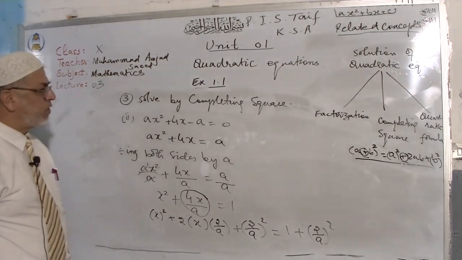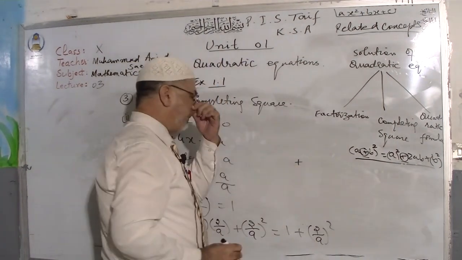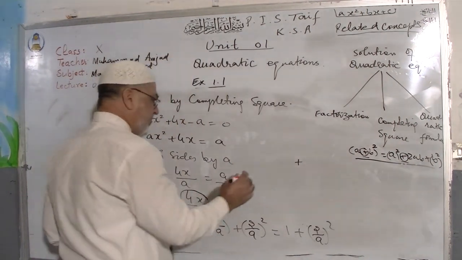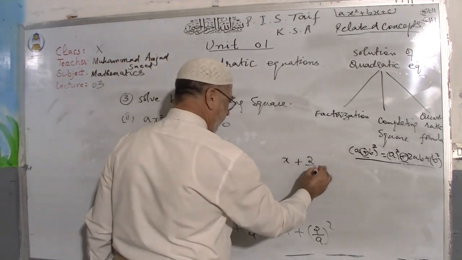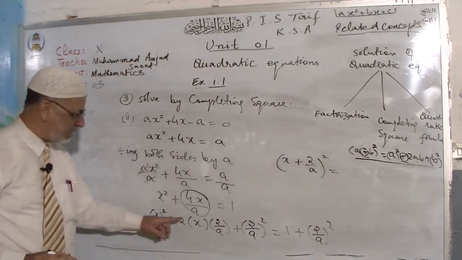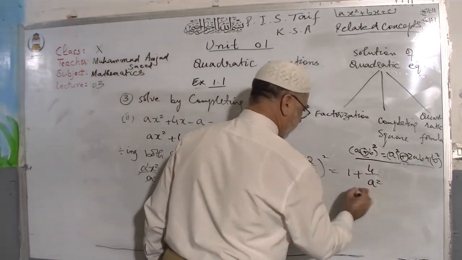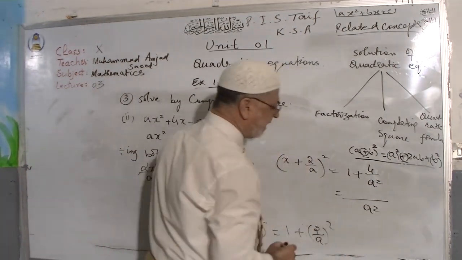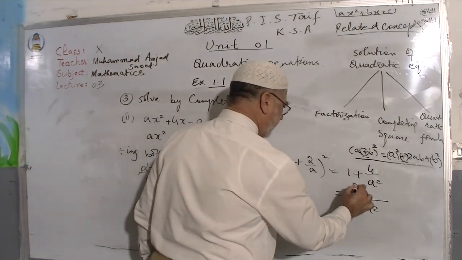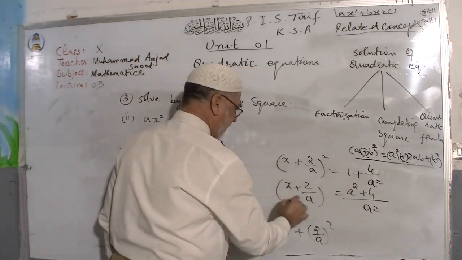And remember that I told you, if there is a positive sign in the center, you write down a positive sign. And the two terms which are inside the square will be x and 2 over a whole square. This is the first term inside the square, second term inside the square. 1 plus 4 over a square. Taking a square as LCM, we have a square plus 4 over a square, x plus 2 over a whole square.